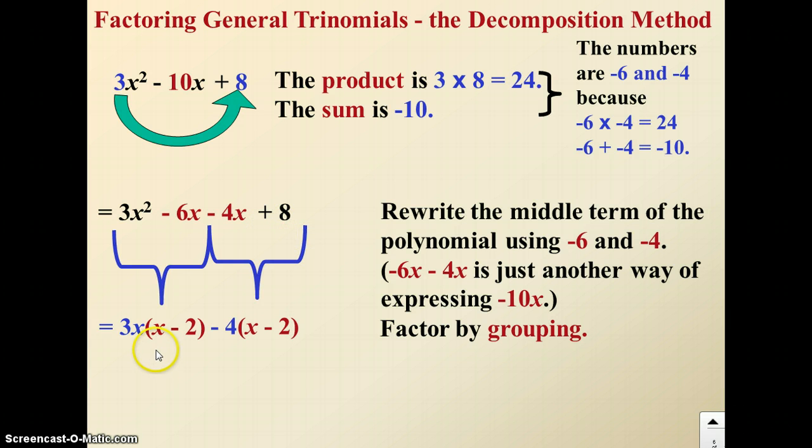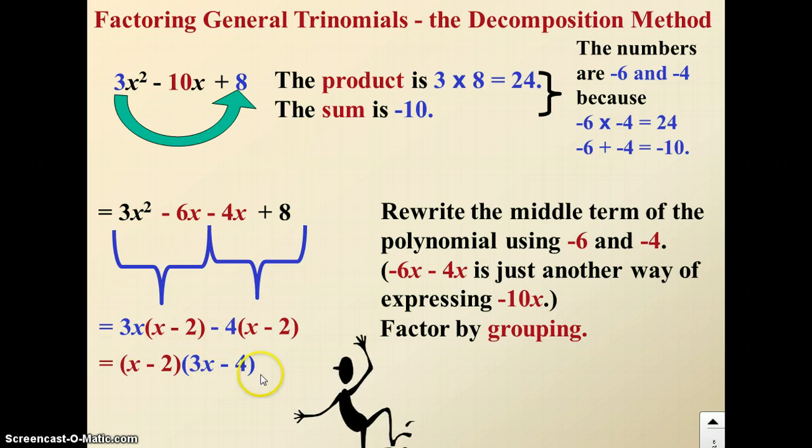This is really important: the common binomial factor is x minus 2. It must be the same. So these x minus 2's should be identical. If that's the case, we can factor out the x minus 2. We're left with 3x minus 4. Yeehaw. Method of decomposition. Works every single time.